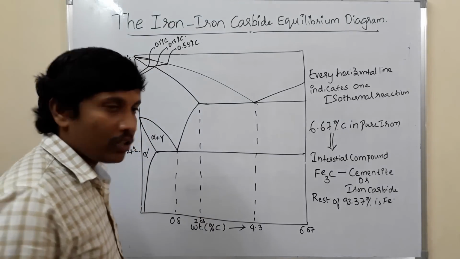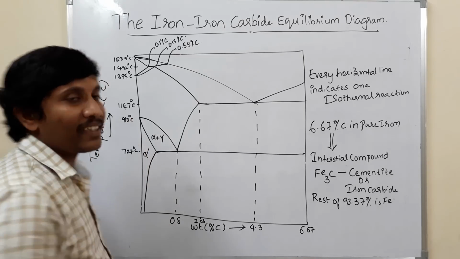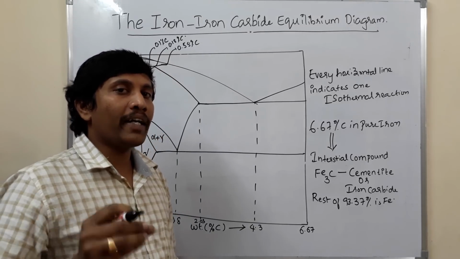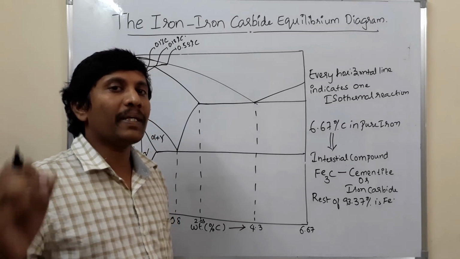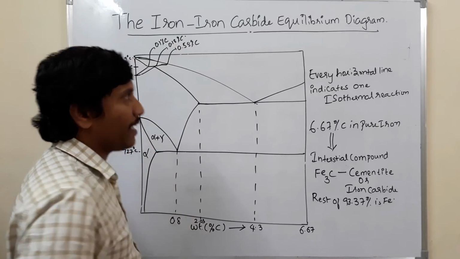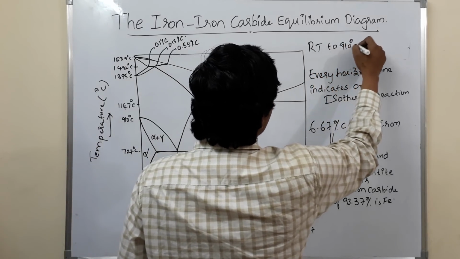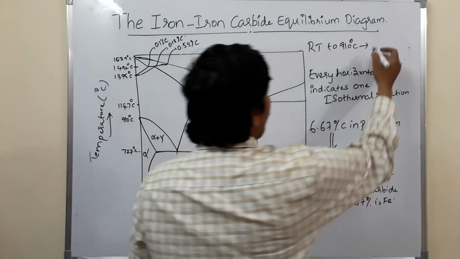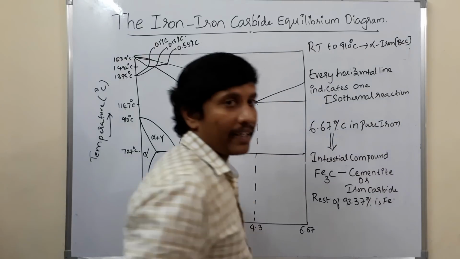So you know that from room temperature to 910 degrees centigrade, what is the crystal structure of pure iron? That is alpha iron. It is body centered cubic crystal structure. It is BCC. So from room temperature to 910 degrees centigrade, the phase of iron is called alpha iron, and it is a body centered cubic crystal lattice.